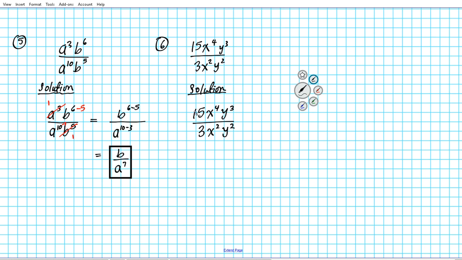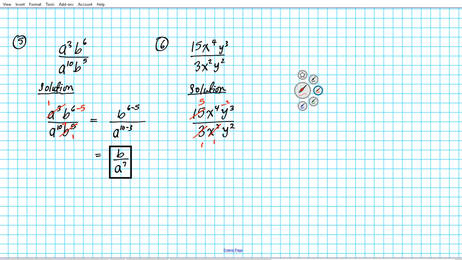All right, so 15 and 3, the greatest common factor there is 3. So if you divide the denominator by 3, you get 1. Divide the numerator by 3, you get 5. And then for the x's, the numerator dominates for the x's, so this divided out to 1, and you subtract that power from the top.